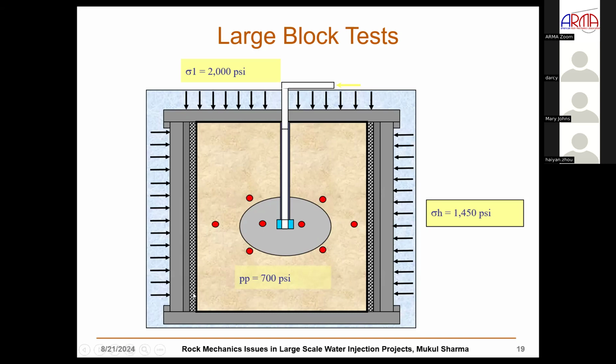So we did these large block tests. These were done at TerraTech, in fact, back in the bad old days. And here's an injection well with perforations down here. And the stress is applied. So there's 2000 PSI here, 1450 PSI here. And when we ran these tests, we had requested multiple pressure ports to measure the pressure along the azimuth of the fracture. And as you inject this fluid, which contains different types of particles for plugging, you can see the fracture growing by monitoring the pressure at these locations.